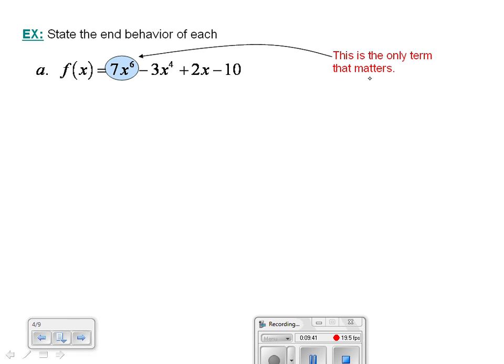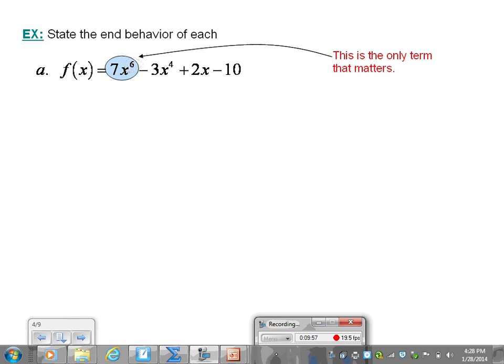When we look at this, our degree is even, and this is plus 7 out here, so our leading coefficient is positive. You folks take a minute and write down what the end behavior should be. Okay, remember, a picture might be helpful. Degree is even, so I'm thinking parabola. Leading coefficient is positive, so it stays pointing up on both sides.